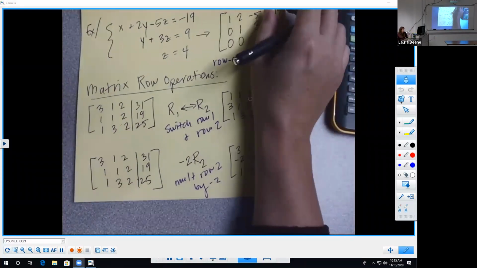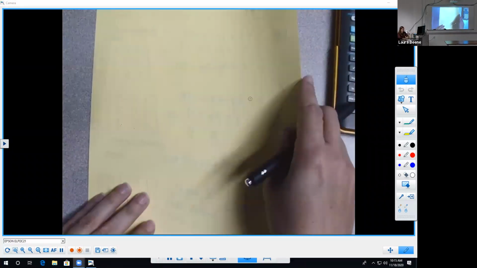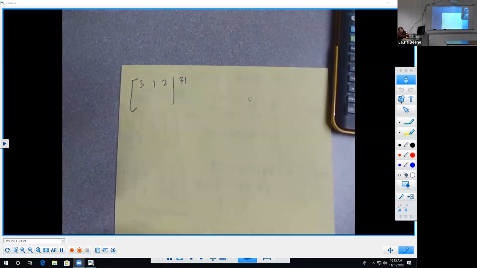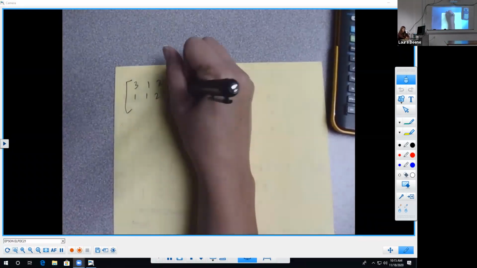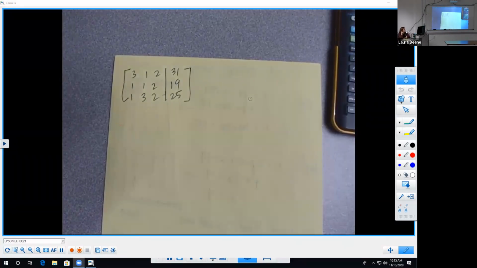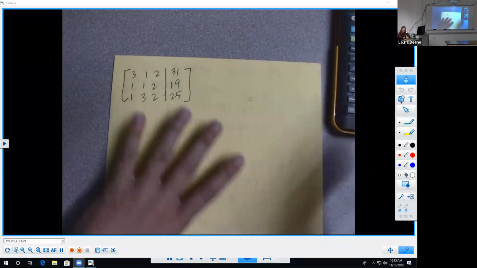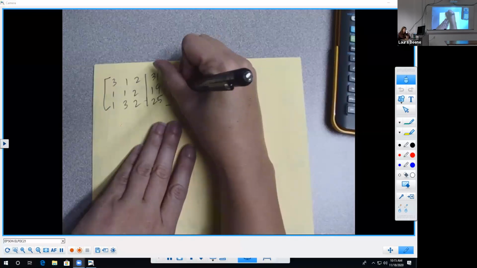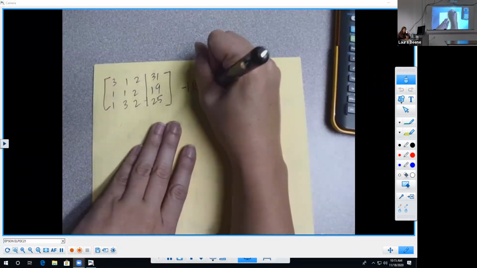So what that means is, I'm gonna turn it over. Let me write my matrix: 3, 1, 2, 31; 1, 1, 2, 19; and 1, 3, 2, 25. Okay, so I'm just going to show you an example, and then after you kind of get the idea of it, then I'll tell you the purpose of all this. So let's do -1 times row 1 plus row 2.